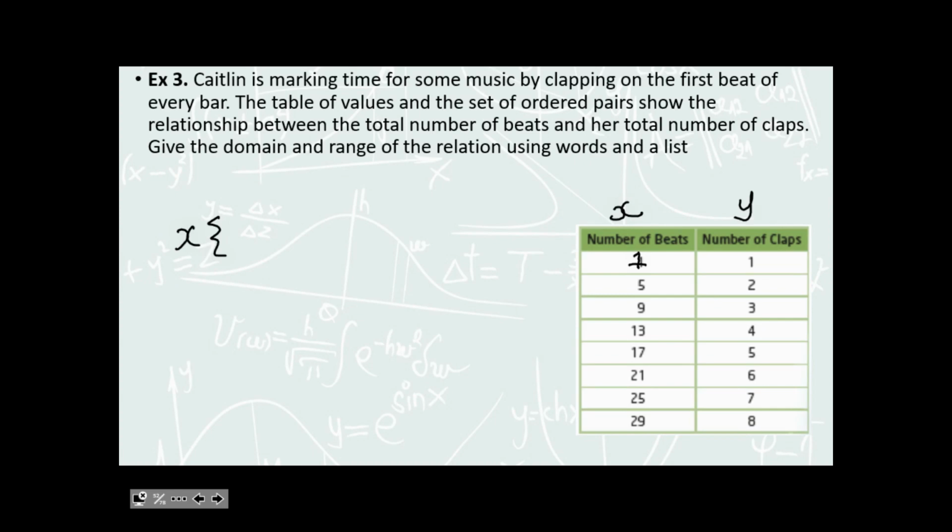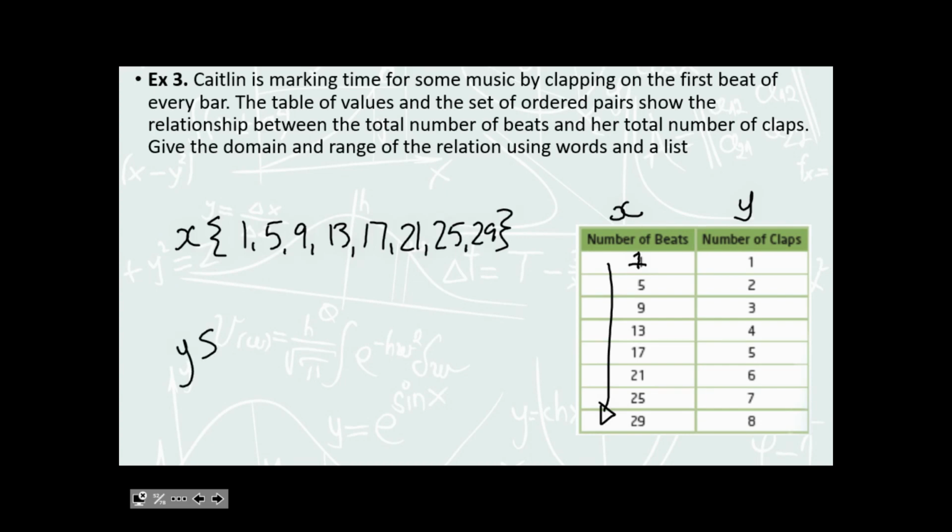So when I'm listing this, remember, this is my independent and this is my dependent. So the domain, I literally just write all these down. 1, 5, 9, 13, 17, 21, 25, 29. Done. Do the same thing for the y. Well, the y is just these whole numbers. Because I can't have half of a clap, I literally just have to list them off. 1, 2, 3, 4, 5, 6, 7, 8. Okay, that's how I write domain and range for discrete data. Literally just list them all out.